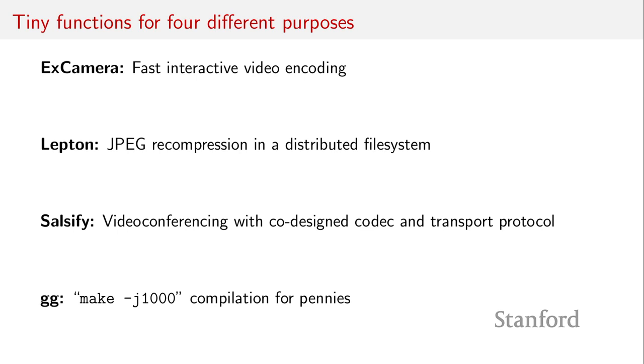The first is a system for fast interactive video encoding called ExCamera. The second is work we did with Dropbox to recompress all of the JPEGs, hundreds of petabytes of JPEGs that are in the Dropbox distributed file system. The third is a real-time video conferencing system that has, again, one of these purely functional systems. And the fourth, if I have time to get to it, is a system for outsourcing anything to the cloud, make -j1000, 1,000-way parallelism.